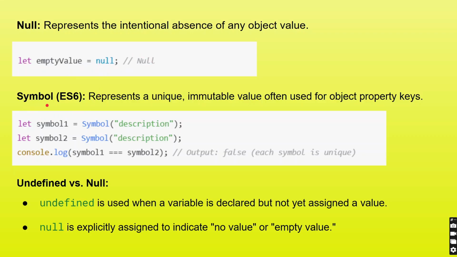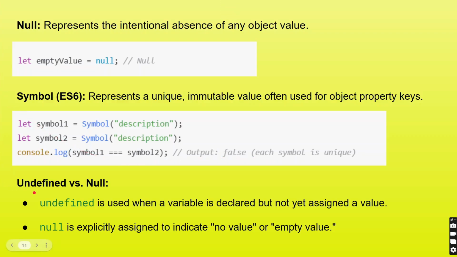And the symbol, which ES6 introduced, represents a unique immutable value often used for object property keys. See, let symbol1 is assigned with a symbol with a description, and symbol2 is assigned with a description. When we check the equal condition with console.log, symbol1 equal to symbol2, the output is false. Each symbol is unique because their reference number is unique.